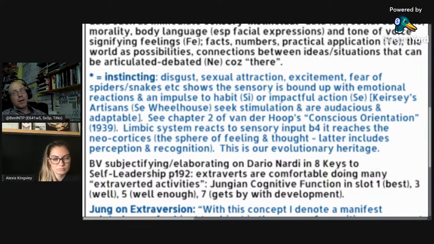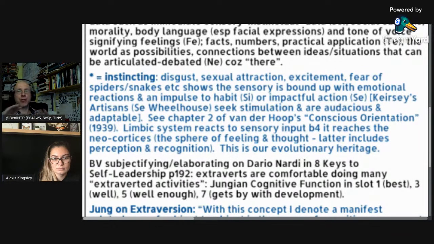of temperament. I mean, Linda Berens originally called her business the Temperament Research Institute, or that's what it was listed at the bottom of certain books, and I assume that's what she called her business at the time. So artisans seek stimulation and are audacious and adaptable. And so what Berens and Nardi did, and what I do, is we then assume that seeking of stimulation and audacity is then part of the SE. Just as cautiousness is part of SI. See Chapter 2 of Vanderhoek's Conscious Orientation, 1939.